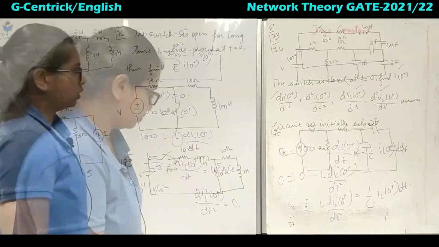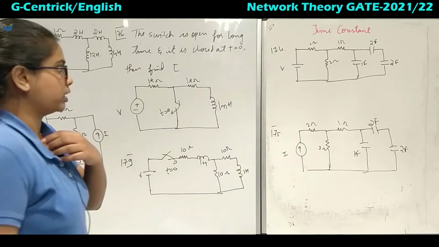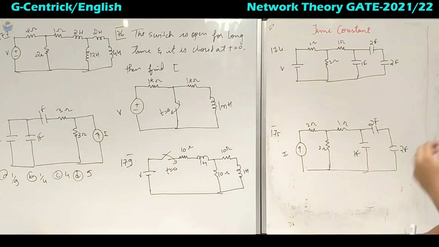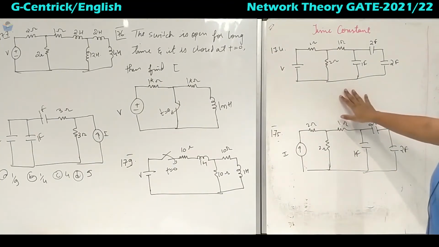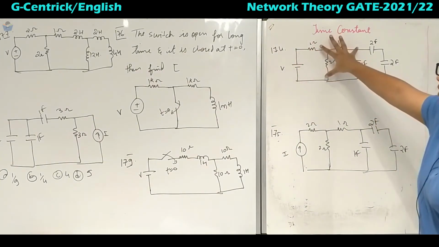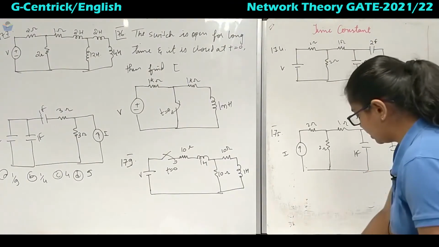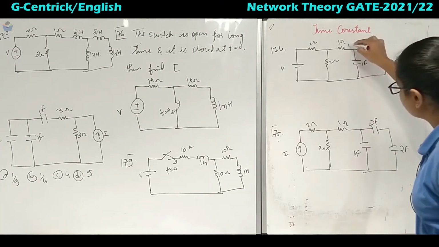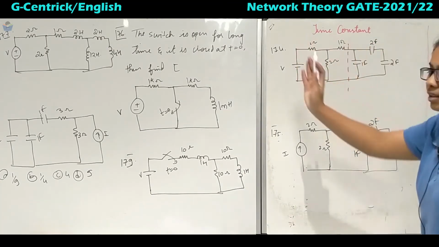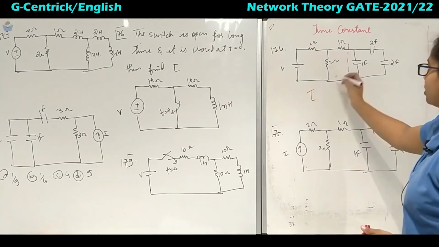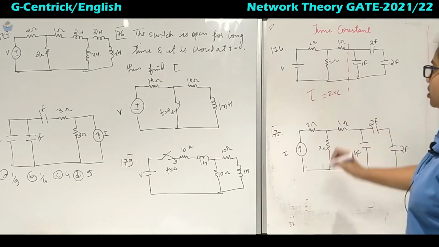Okay, coming to the time constant, we have question number 174. In this case, we are given a voltage source, a resistor, and capacitors. If you observe this circuit carefully, we can divide it into a capacitor part and a resistor part. The time constant for an RC circuit is nothing but R times C.